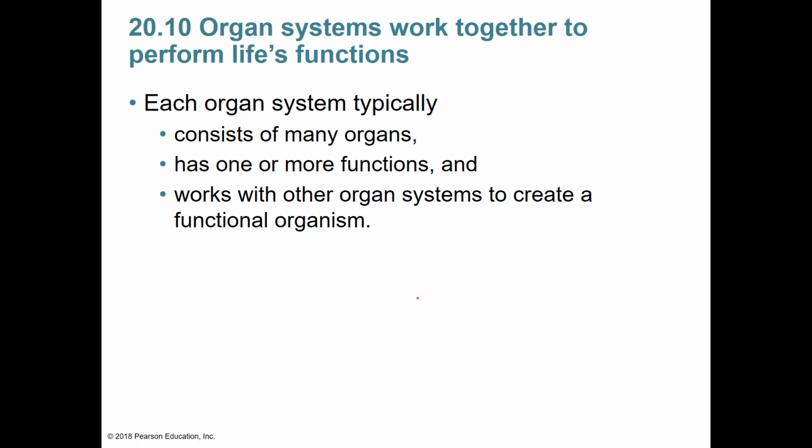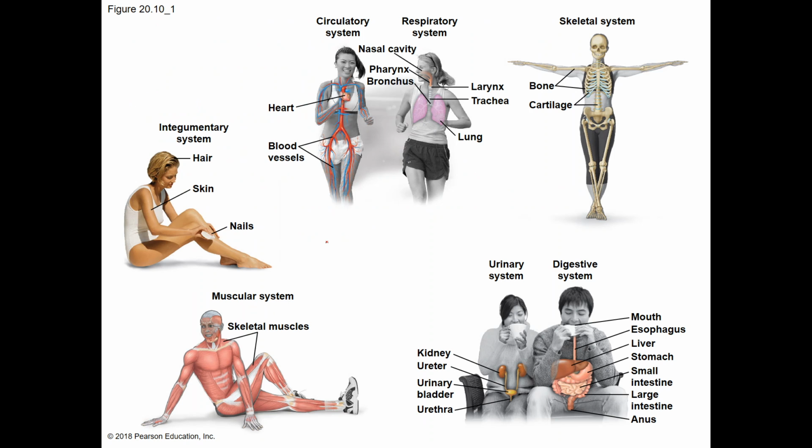Okay, so how do these organ systems work together? This is how we have life's functions, by these different systems coming together to sustain the organism as a whole. Each organ system typically consists of many different organs and has at least one function, typically multiple functions, and it works together with other organ systems. So even though specific organ systems have specific functions, each relies on the functioning of the other systems to maintain a living organism.